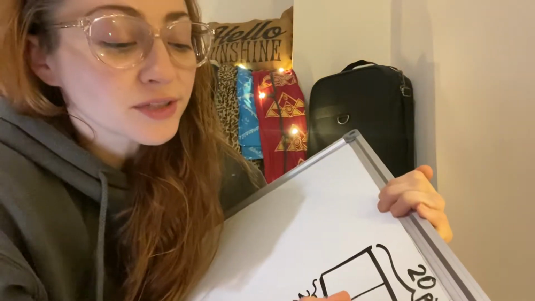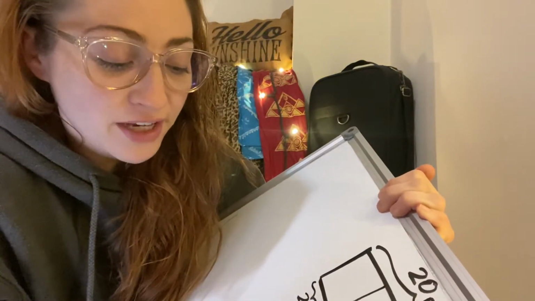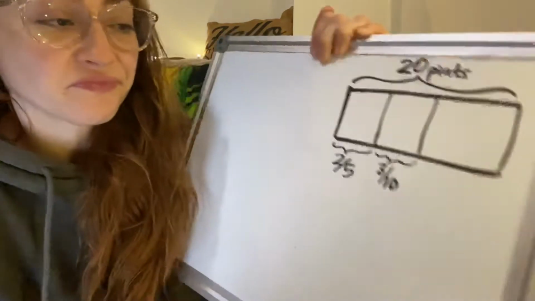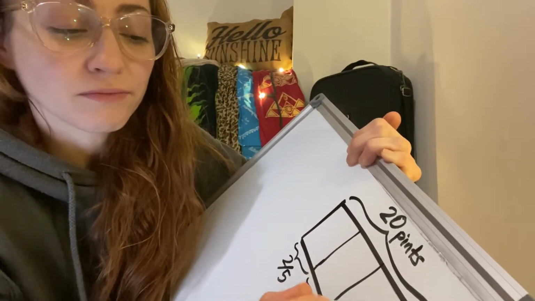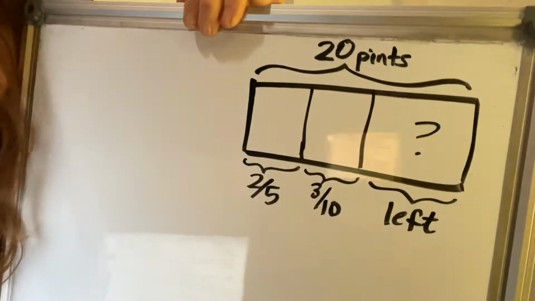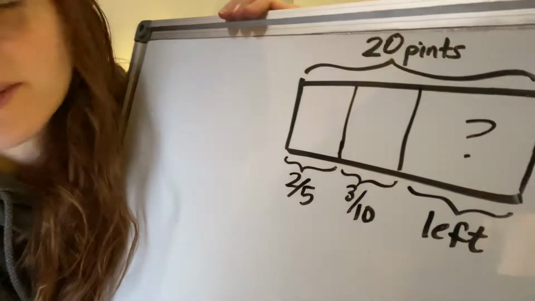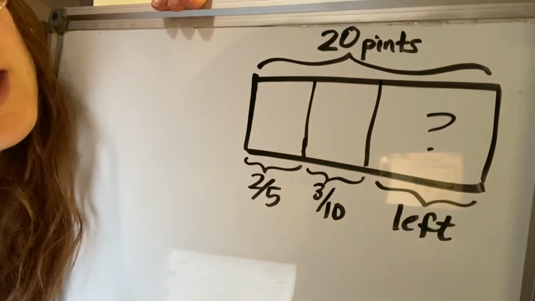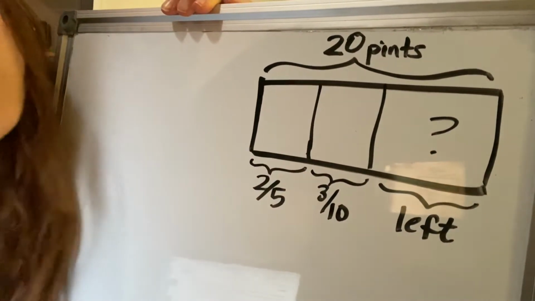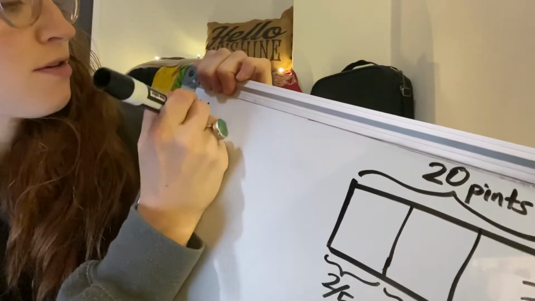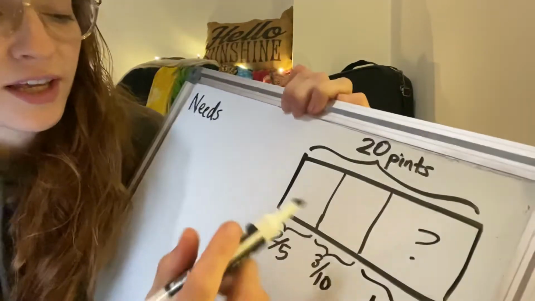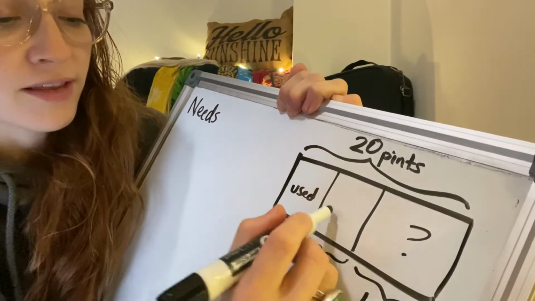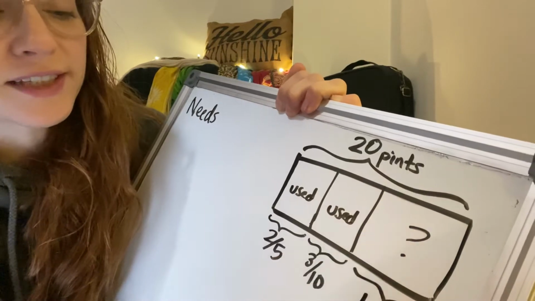And then she also uses 3/10 to paint a clover. So now this is the amount left over that we do not know. Okay? Then we're given the information that she will need 14 pints for her next painting. So we don't know how much she has left that is unused. This is used. This is used. This is left over.